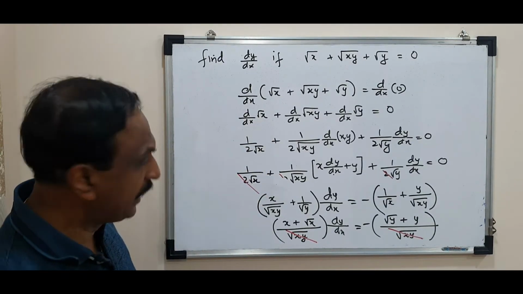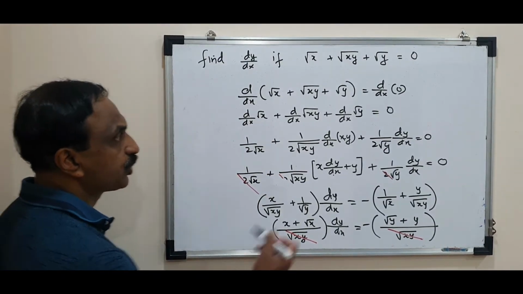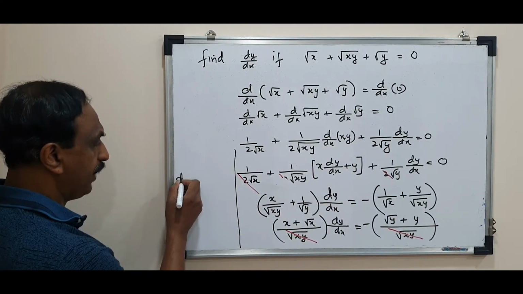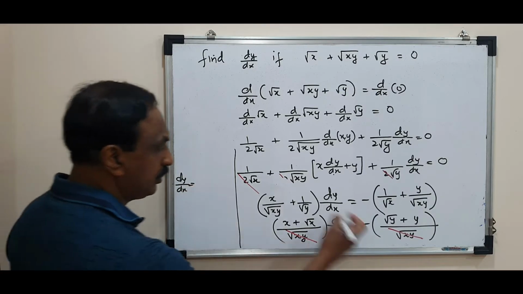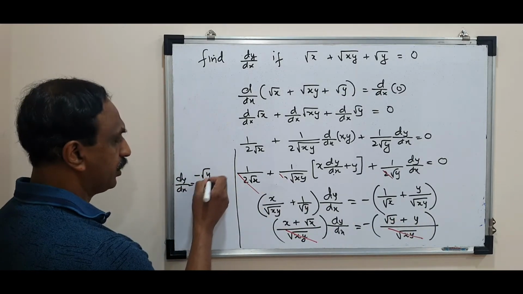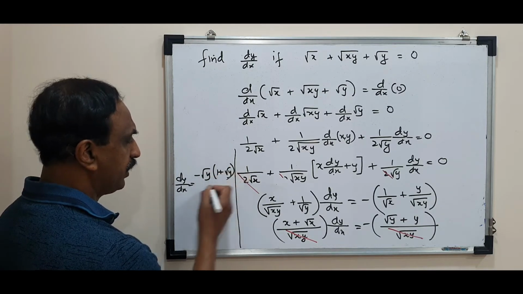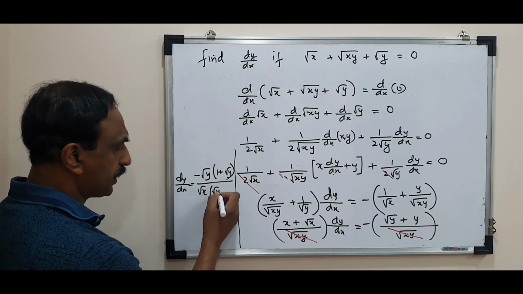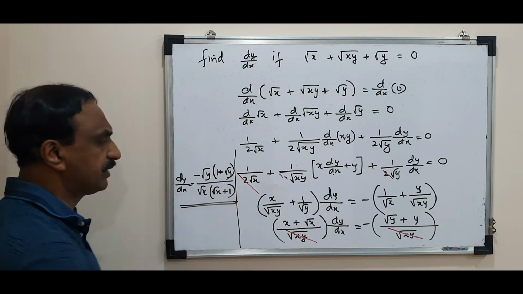So I can write my final answer. Since I have shorter space, let me write my final answer over here. So dy by dx is equal to minus, what is common here? Root y into 1 plus root y, divided by, what is common here? Root x into root x plus 1. So I can write my answer in this way.